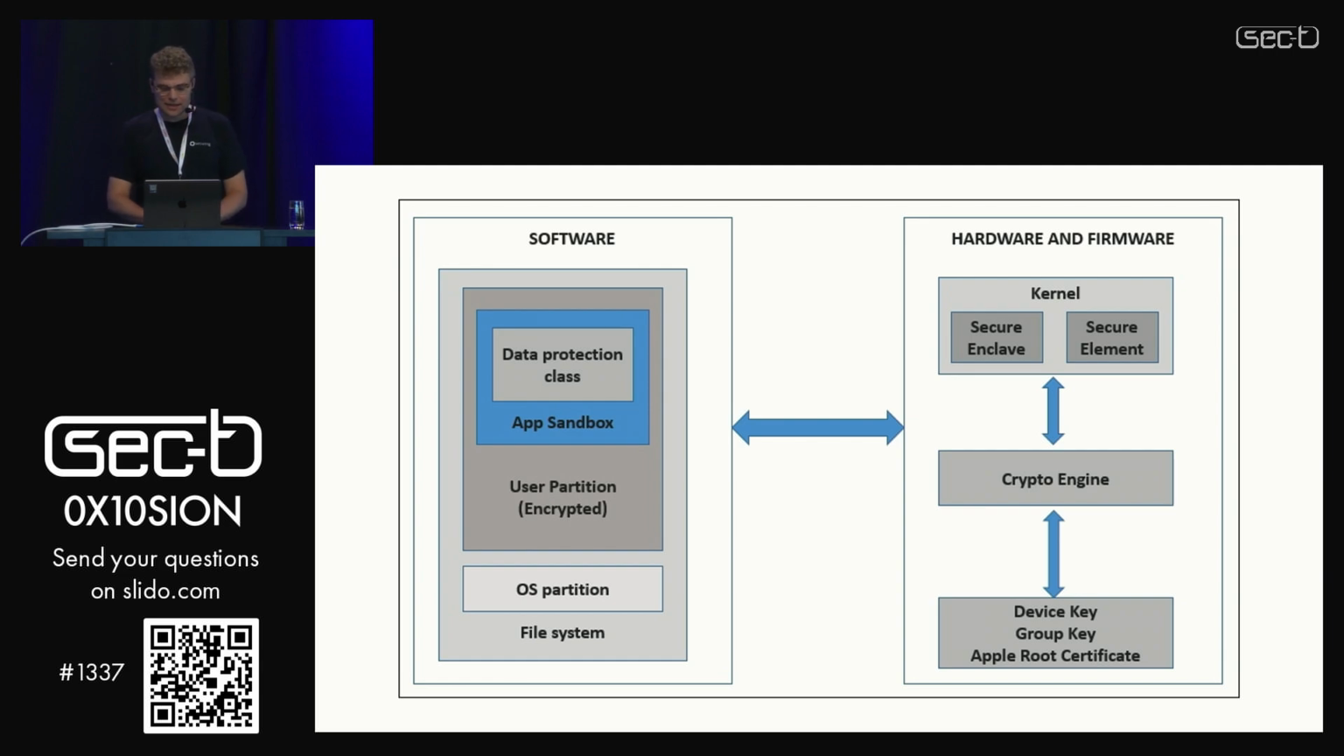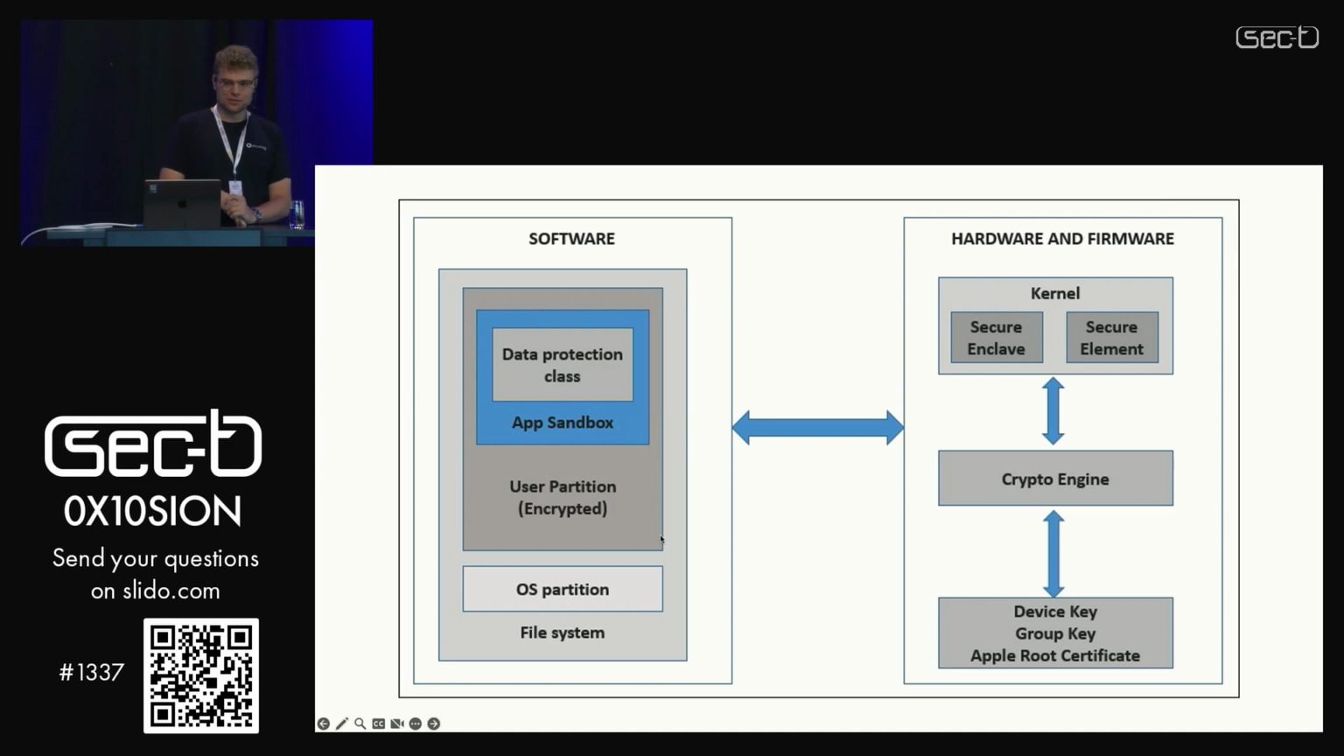security operations. And then you have a secure element, which is also a separate chip responsible for electronic payments, for example Apple Pay. And the kernel, via the crypto engine, communicates with those chips to get, for example, the device key, group key, Apple root certificate, etc. And on the software level, we have a file system.